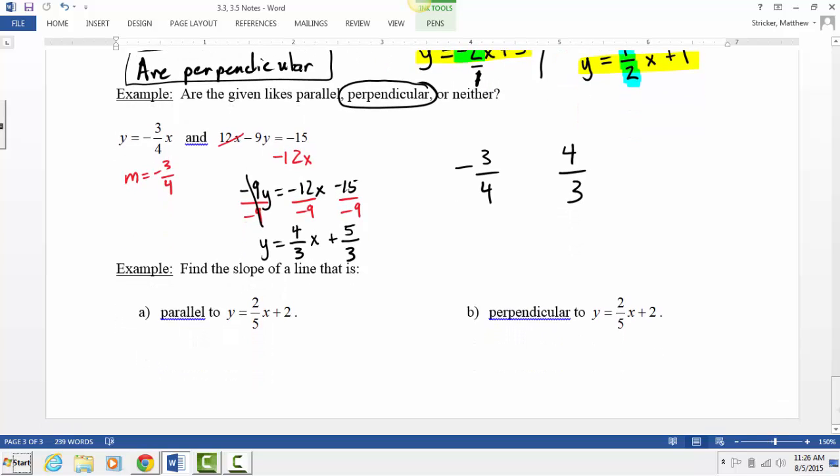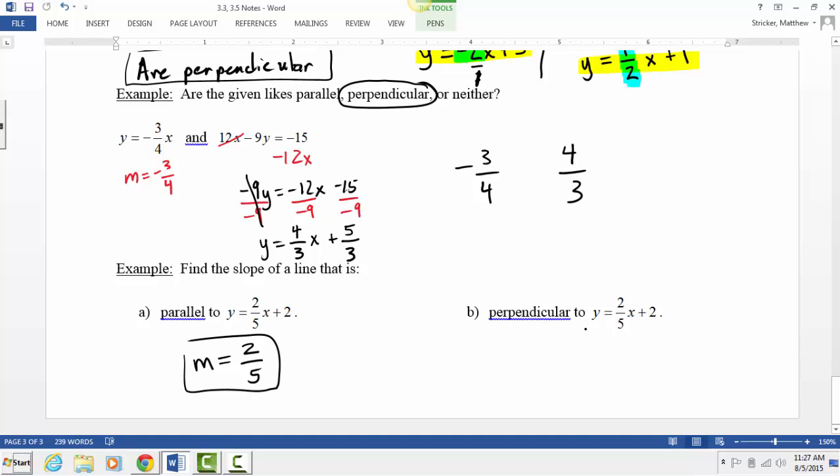Alright, one more set of examples here. We want to find the slope of the line that is parallel to y equals 2/5 x plus 2. If the two lines are parallel, their slopes are the same. So the slope of a line that is parallel to this line should have the same slope. So the slope should be 2/5, the same as the slope in this line.